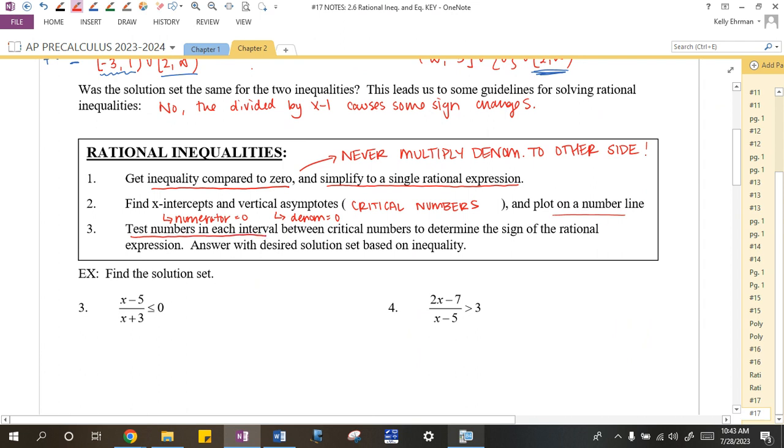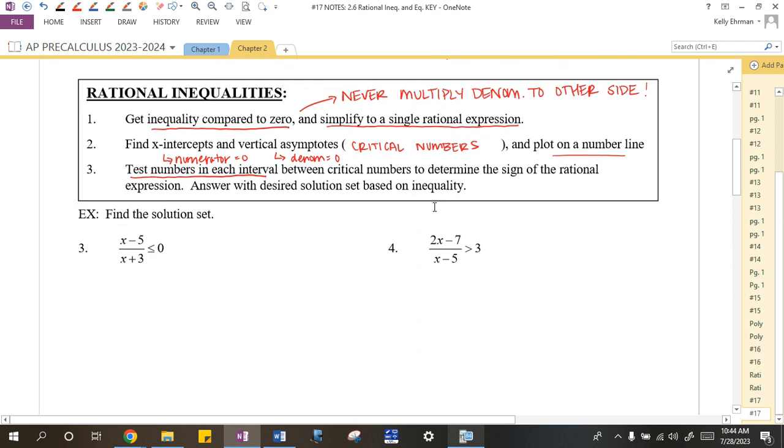Every interval between all the critical numbers that you plotted, the graph will be always positive in that interval or always negative. It will not switch back and forth between zeros and vertical asymptotes. So we just want to make note of where it's positive and negative, and then based on the inequality, we will give our answer for our solution set.